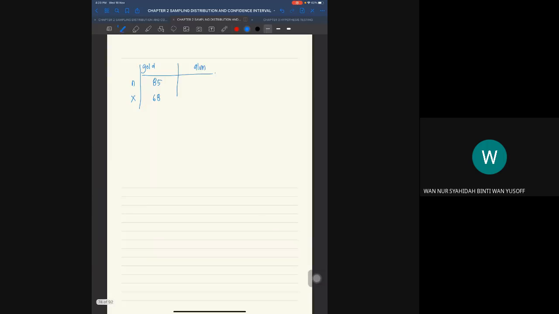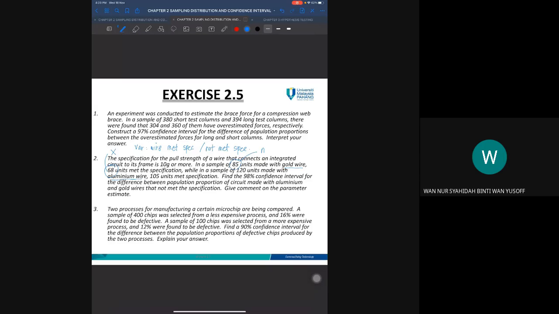Okay. In a sample of 120 units made with the aluminium, 105 units met spec. So 120 is N for aluminium, and for aluminium, 105 is X.